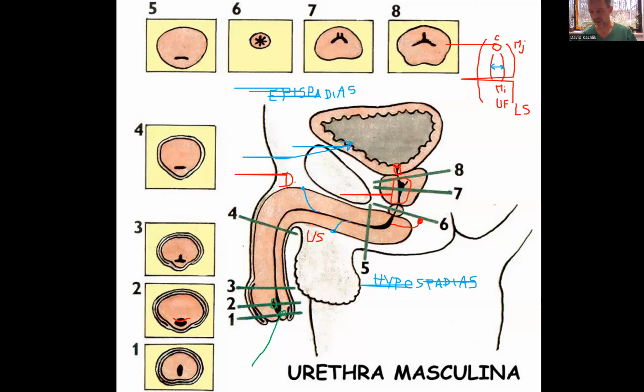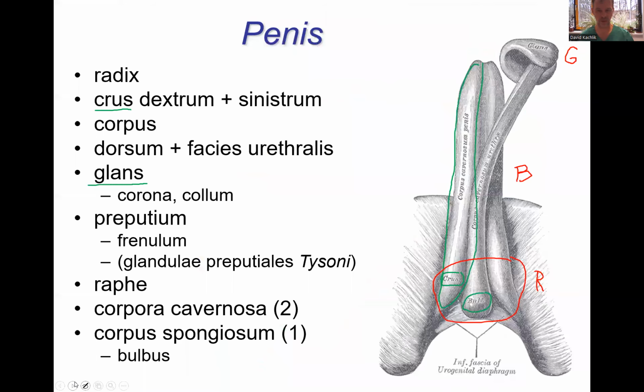And the least severe version of this is just an opened urethra on the dorsum of the penis, which is called epispadias. So that's why we should know something about the dorsum and urethral surface.